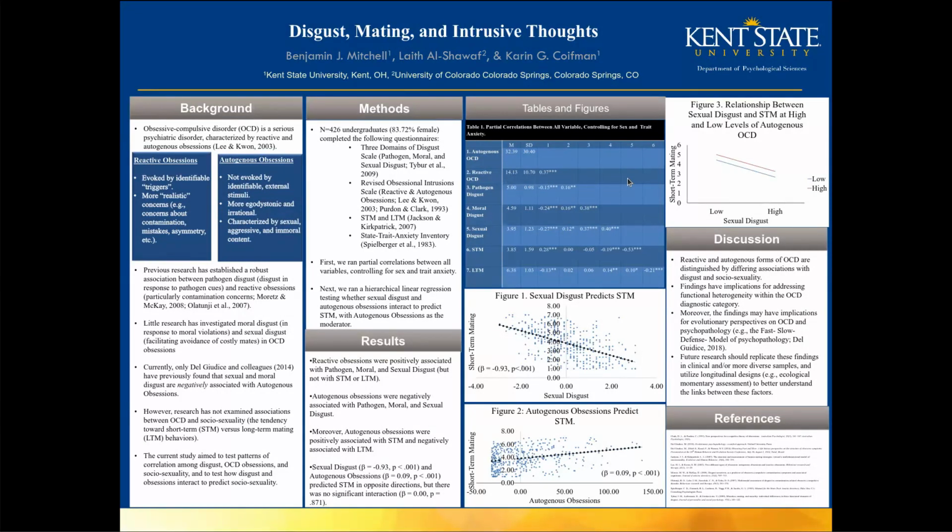Now, something that's really good about this is that it shows the kind of author-date citation format that we use a lot in psychology. So you can see here, they're making a statement. Previous research has established a robust association between pathogen disgust and reactive obsessions, particularly contamination concerns. And then they've got names and dates. So Moretz and McKay, 2008, Olatunji et al., 2007. And those names in the text match up to the references down here. Now, these are absolutely tiny, so you probably can't see them, but they do match up.